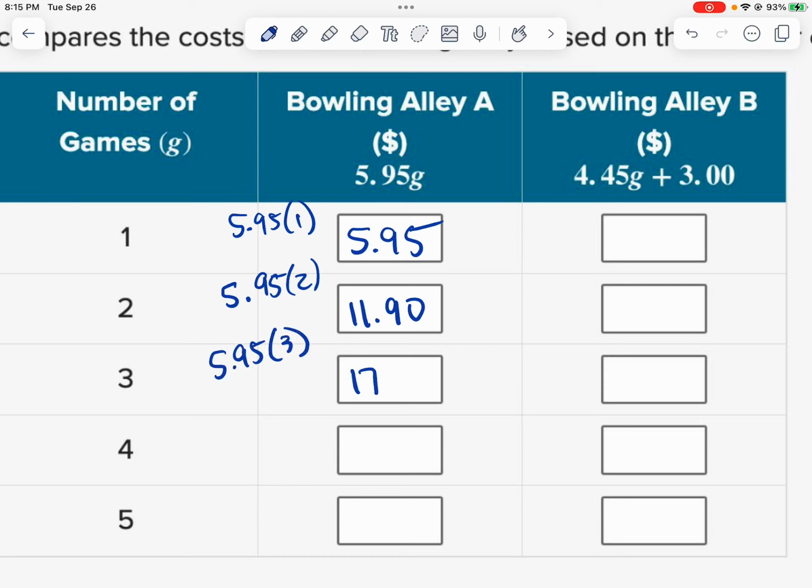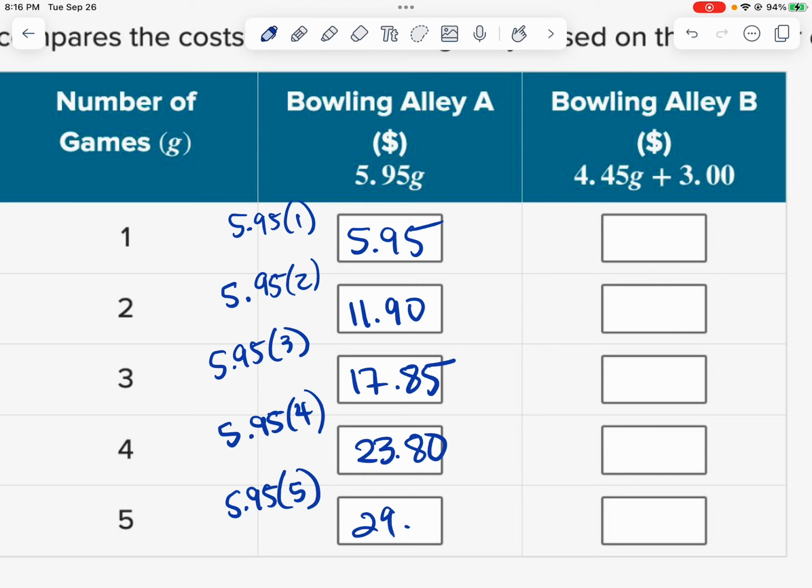And I get $17.85. Then I'm going to take $5.95 and multiply it. Oops, I didn't mean 3, I meant 4. So $5.95 times 4 is going to get me $23.80. And then $5.95, and I'm going to multiply it by 5. All I've done is substitute in the number of games. That's all I've done each time. And I would get $29.75.